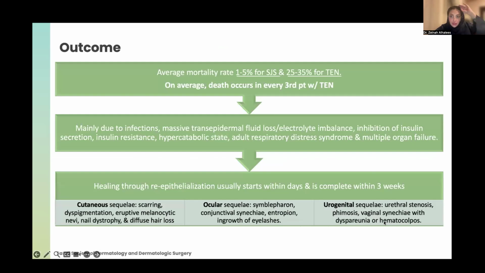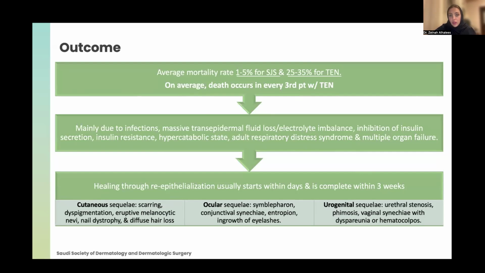So what is the average mortality? The average mortality in SJS patients can reach up to 5%, in TEN patients up to 35%. So on average, a death occurs in almost every third patient with TEN. So really, this is your major emergency that you have in dermatology.